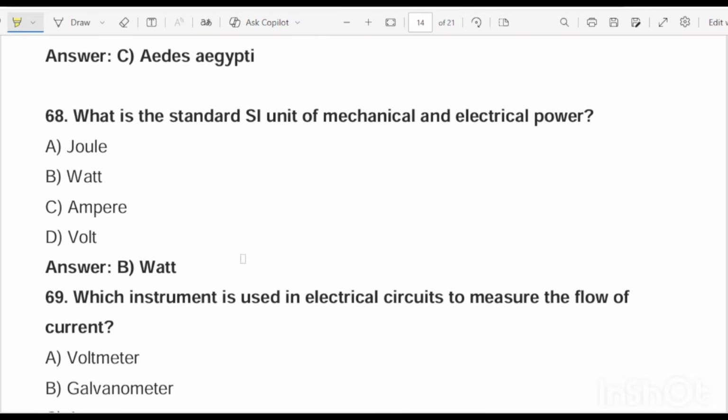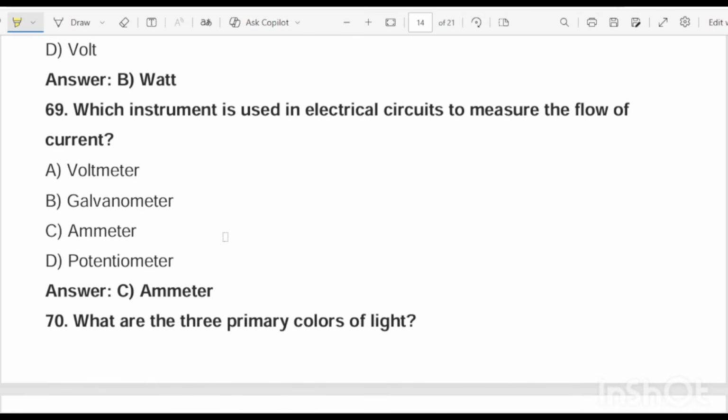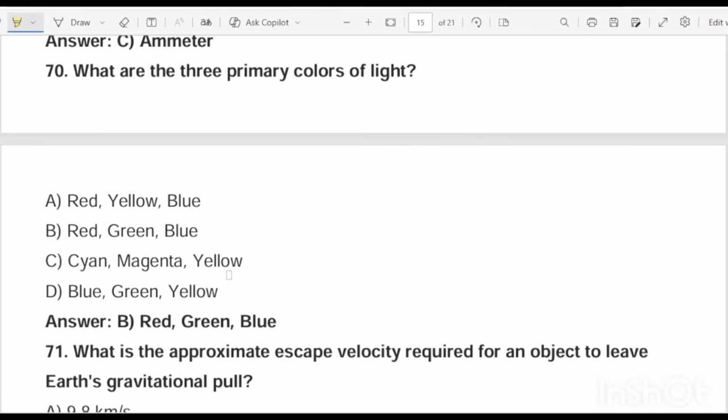Next question. What is the standard SI unit of mechanical and electrical power? Correct option, option B, watt. Next question. Which instrument is used in electrical circuits to measure the flow of current? Correct option, option C, ammeter. Next question. What are the three primary colors of light? Correct option, option B, red, green, blue.